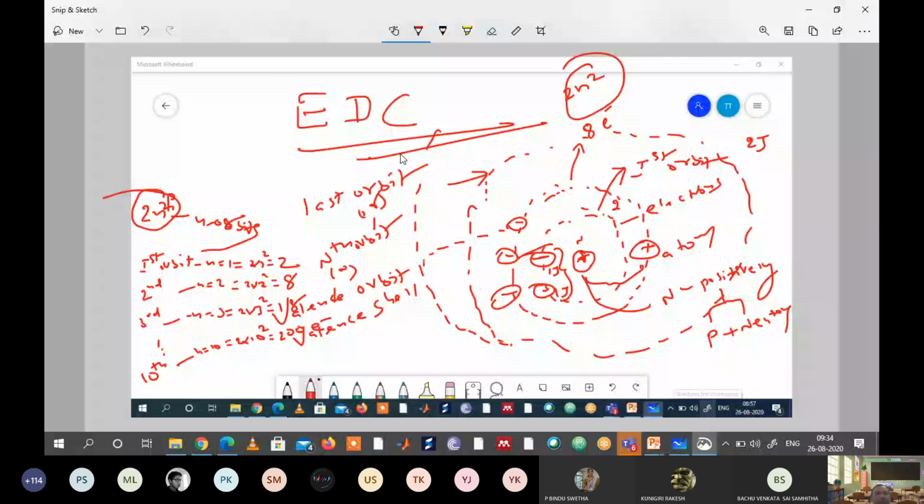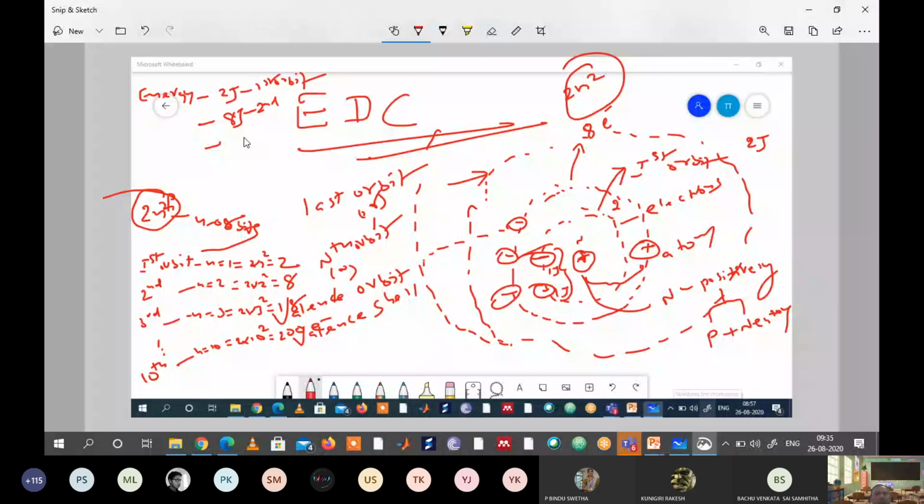First orbit, 2 joules. What is the second orbit energy? How many joules in the second orbit? 8 joules. Likewise, what is the energy possessed in the third orbit?